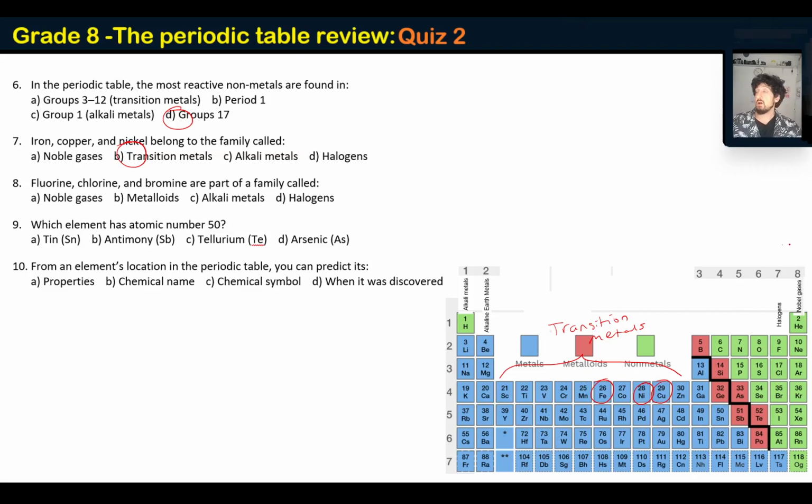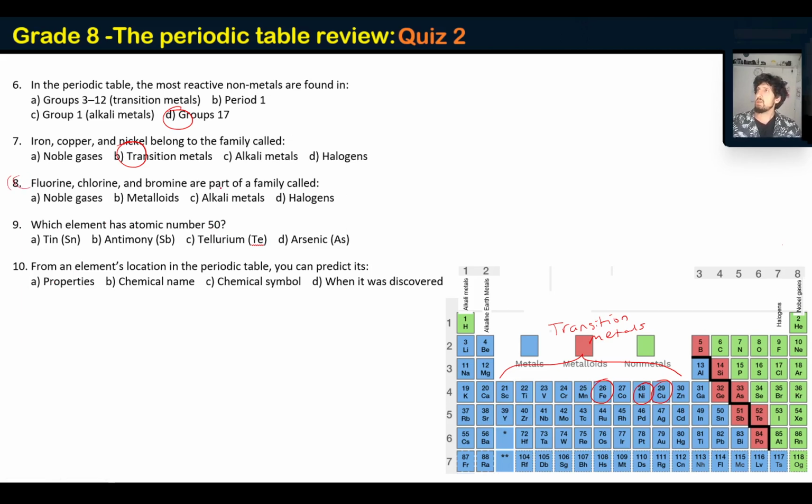And definitely not in the halogen group or the alkali metal group. That's silly. They're in the transition metal group. Okay, from an element, which element has the atomic number 50? Well, that's easy. Oh no, we're here. We're number 8. Sorry, number 8.